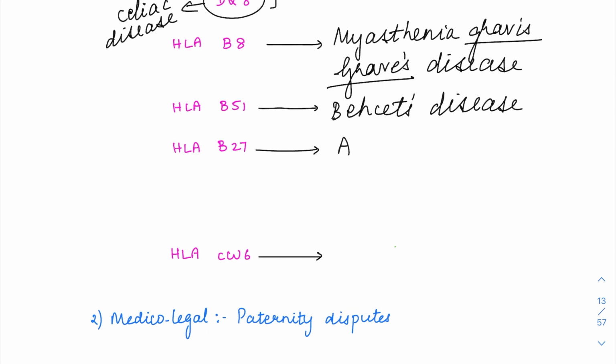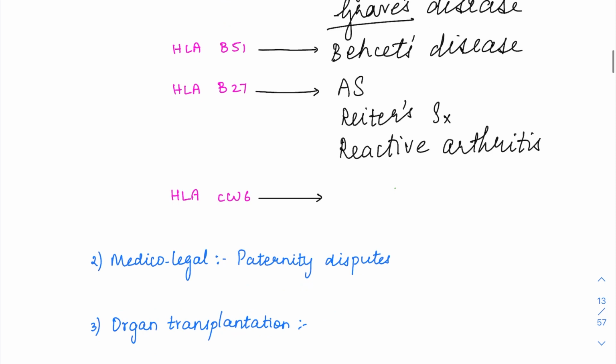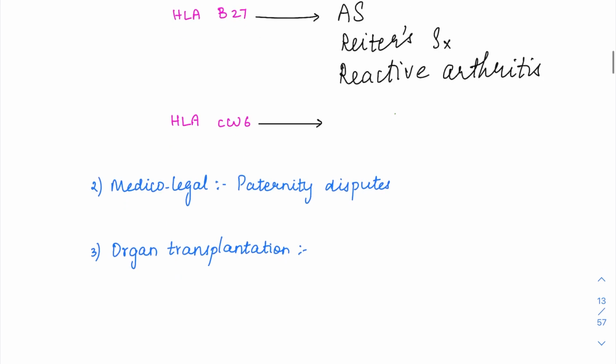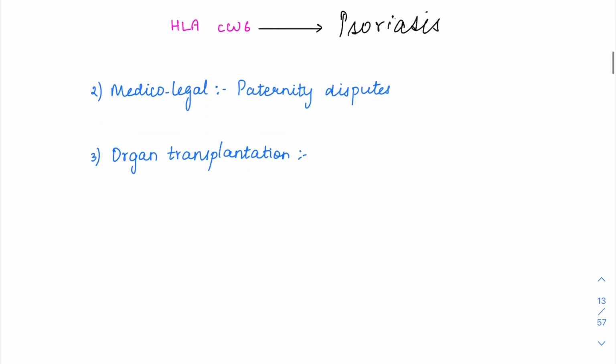HLA-B27 is specifically associated with ankylosing spondylitis. Then we have Reiter's syndrome, then reactive arthritis. This again is very important. We also call these seronegative joint diseases. So ankylosing spondylitis, Reiter's syndrome, and reactive arthritis are associated with HLA-B27. While HLA-CW6 is associated with psoriasis. All of these examples are important MCQs.